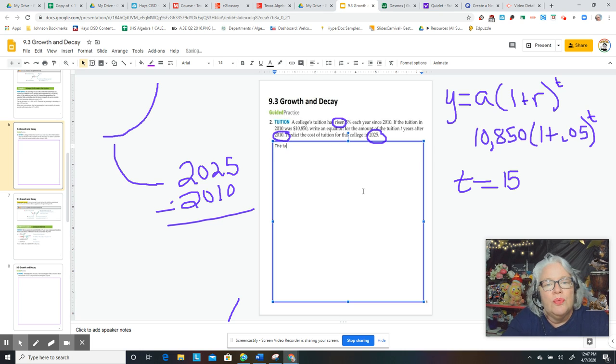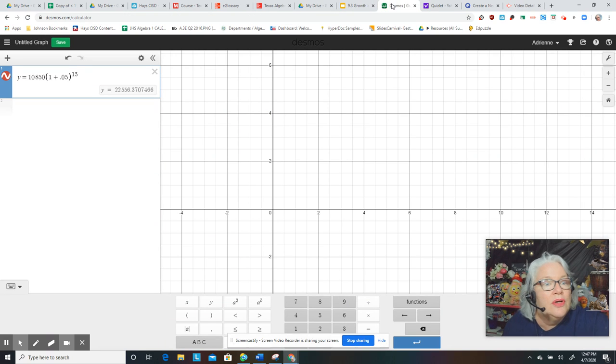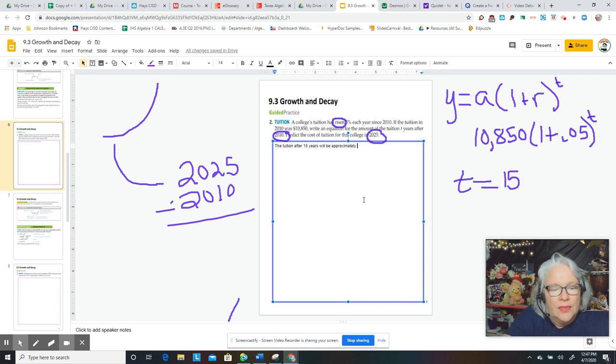The tuition after 15 years will be approximately, so about, $22,556. Ooh, is that almost double? Yeah, that's about double. Great job, guys.